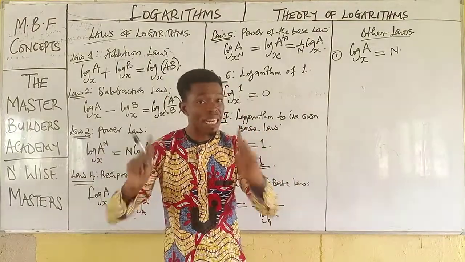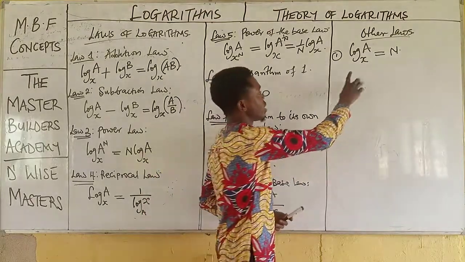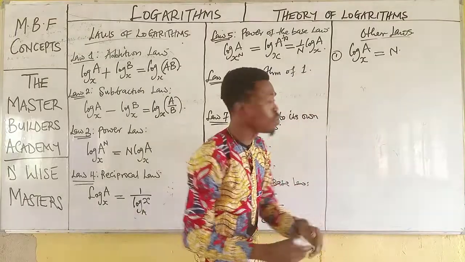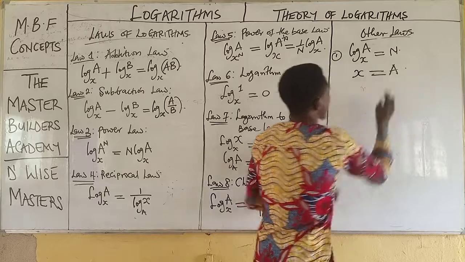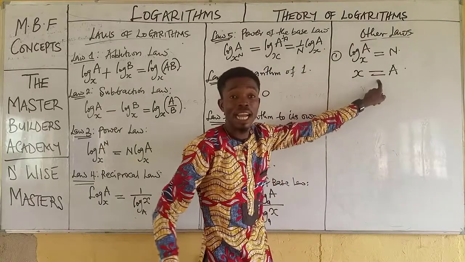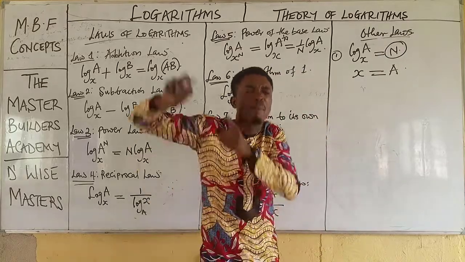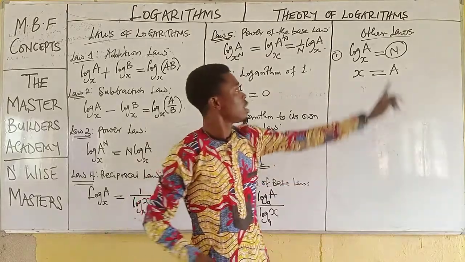Just pay attention to this. Please pay attention to this, guys. Okay? Now, look at it. To convert this to index notation, all you need to do is to take the base, equate the base to the number. Then what you have at the right hand side here now becomes the power of the base. I hope I have made myself clear.